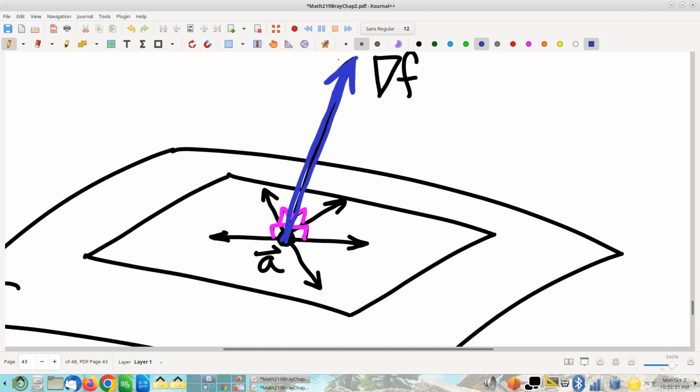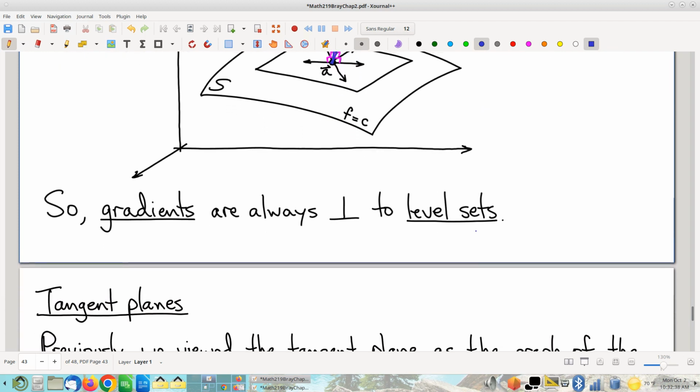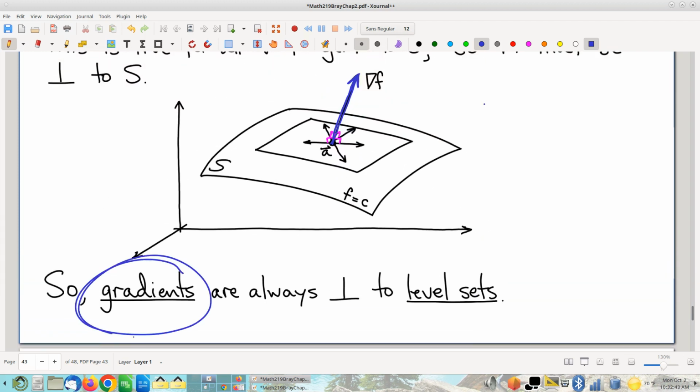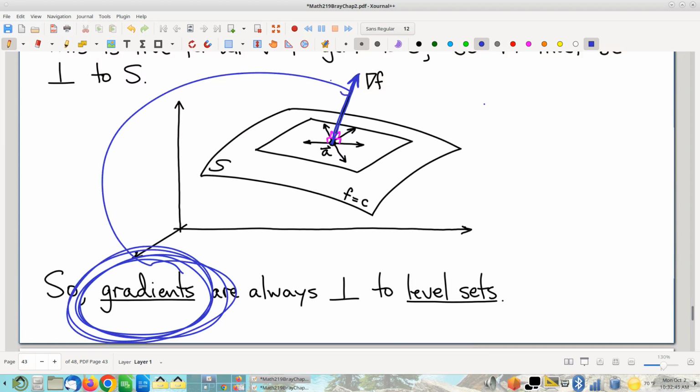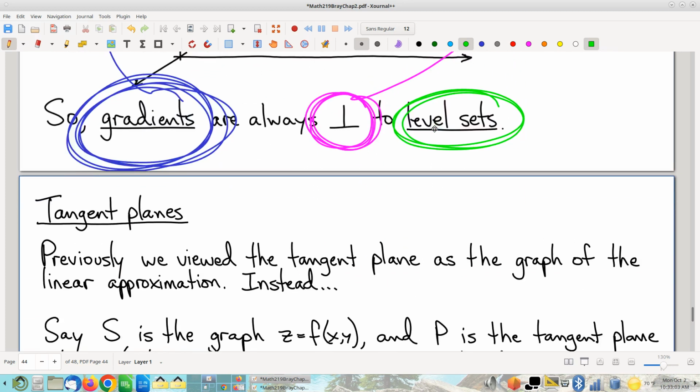Yeah? So, neat fact, again, important geometric interpretation. Important geometric interpretation of gradients: gradients are always perpendicular, as noted there, to level sets. Cool. Neat fact, again, calculus of level sets.